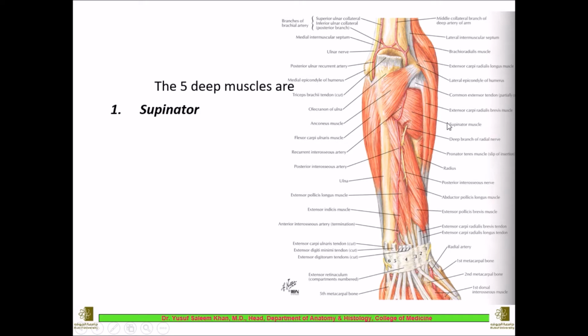So the first muscle is called the supinator. This is the supinator muscle, and in part 1 we had discussed that this supinator, along with the biceps brachii, will help in the supination of the forearm. The second is called the abductor pollicis longus. Abductor pollicis longus is the second muscle.